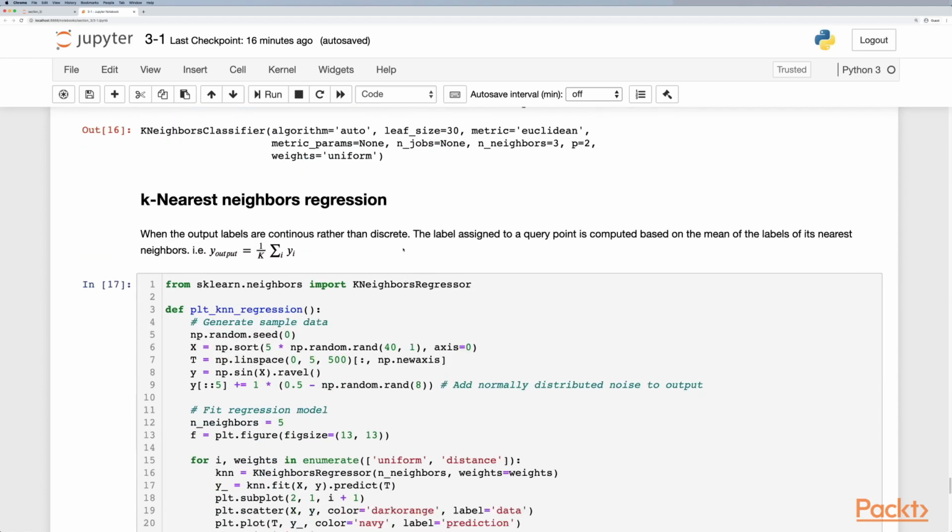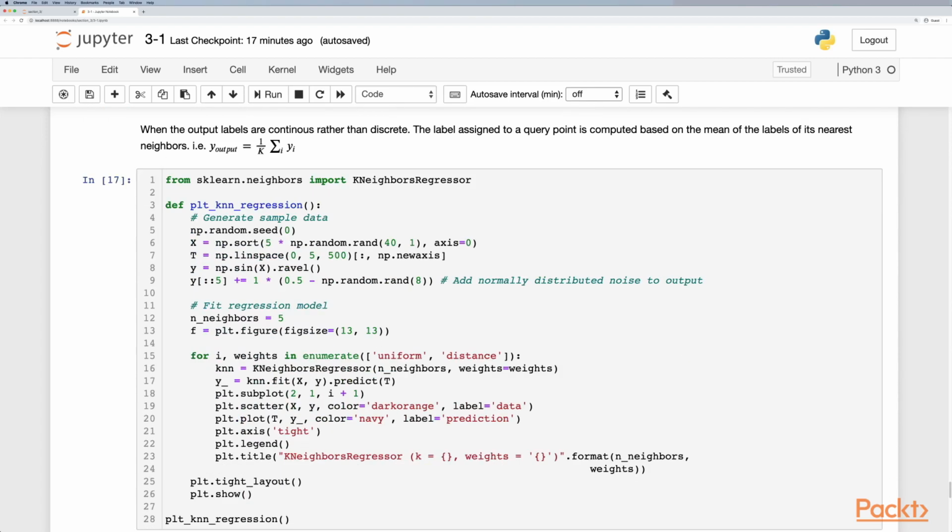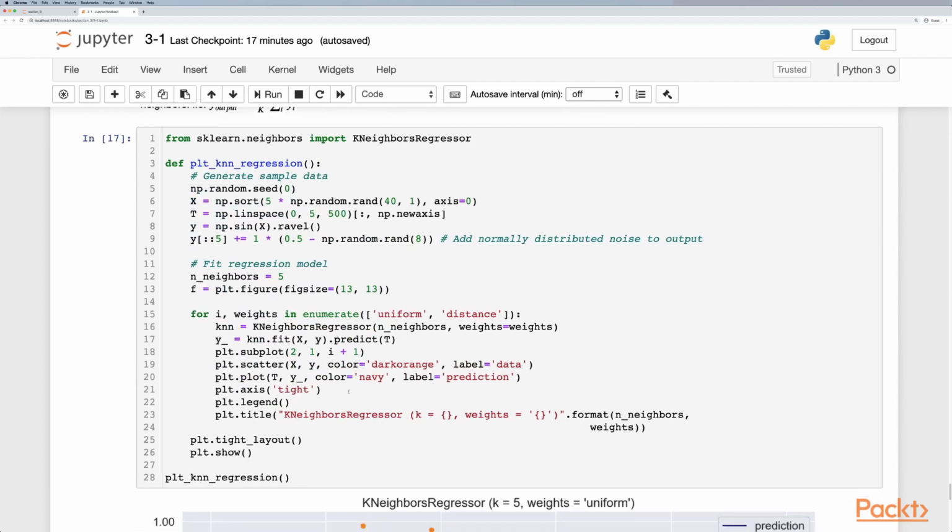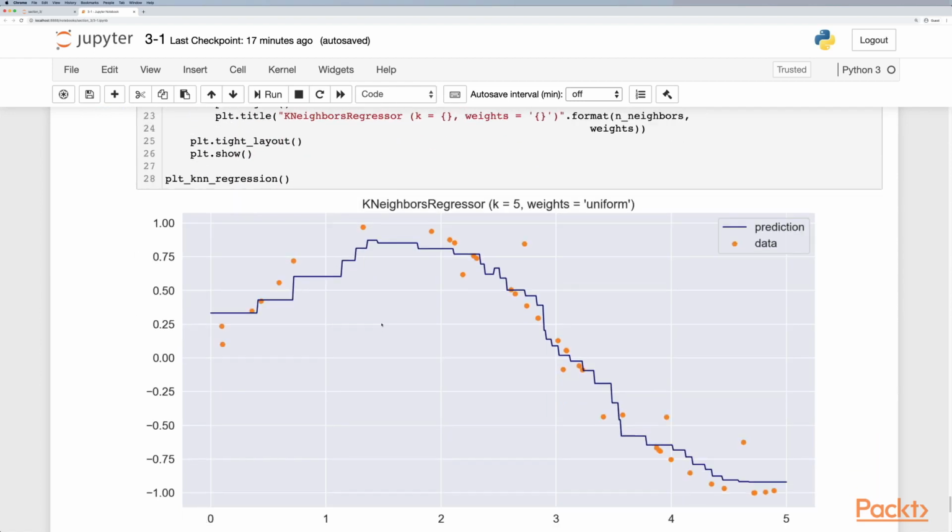K-nearest neighbors can also be used for regression. When the output labels are continuous, rather than discrete, the label assigned to a query point is computed based on the mean of the labels of its nearest neighbors. We can load this from neighbors, the KNeighborsRegressor, and use it with the fit and predict methods. But we can start to look at and understand how this works intuitively.